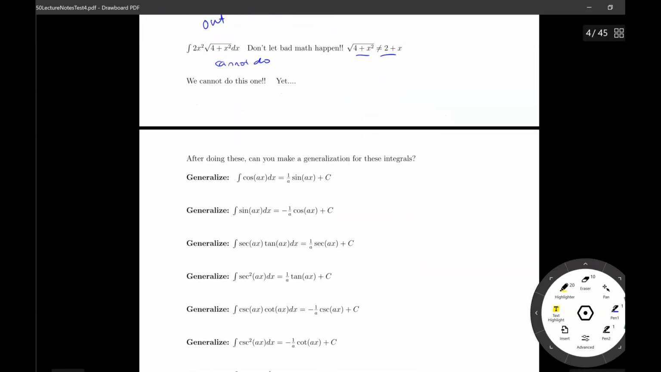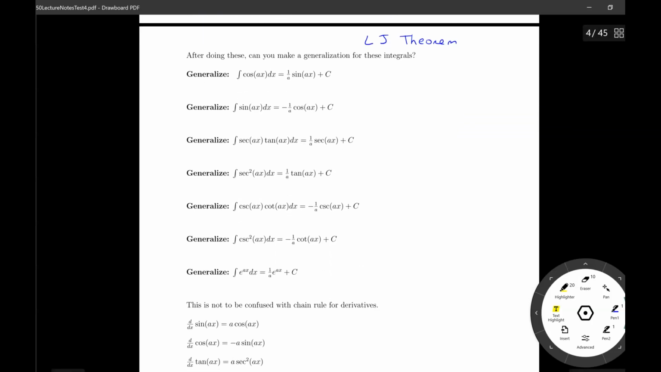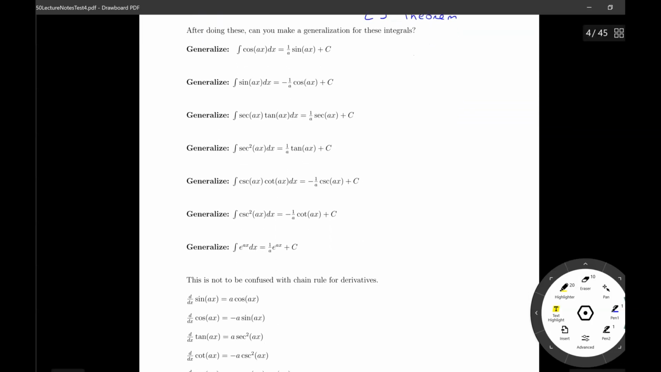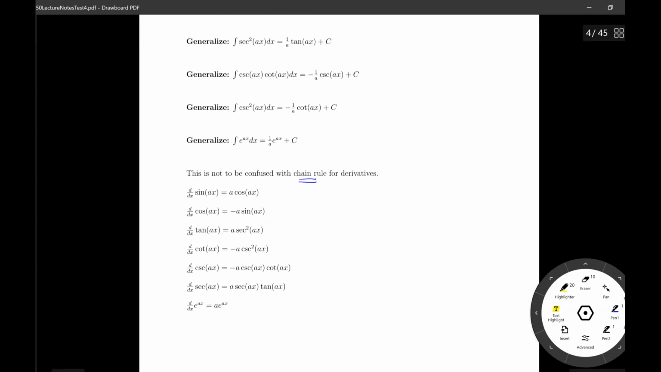All right, these are the patterns, and all of these, if you look back in the examples we did earlier, this is the u substitution. So I'm going to refer to this as La Jolla theorem. I'm going to want you to understand and have these patterns memorized for the antiderivative, and I want to make sure that you see those different for the derivatives. This is chain rule, so make sure you know the difference.